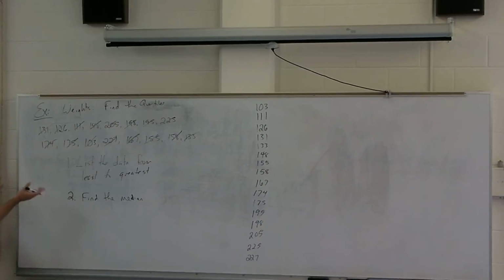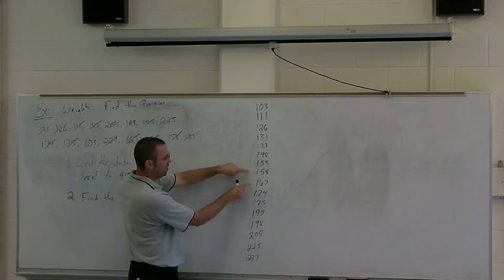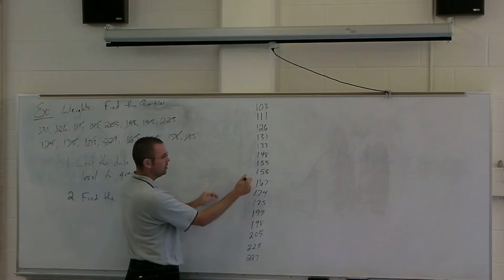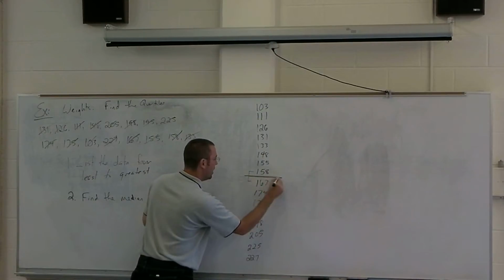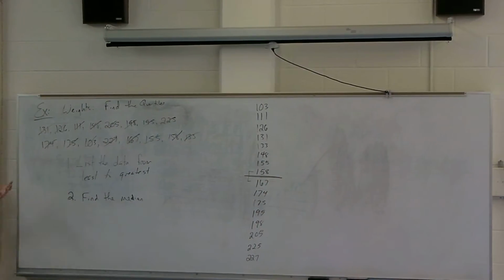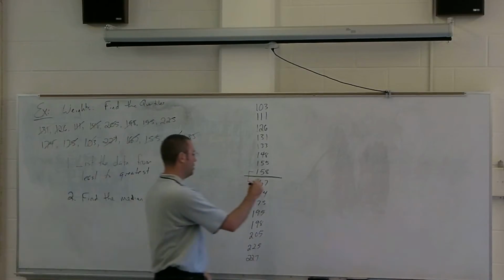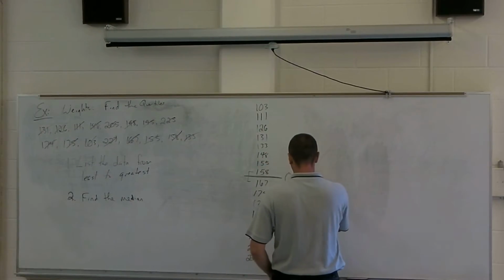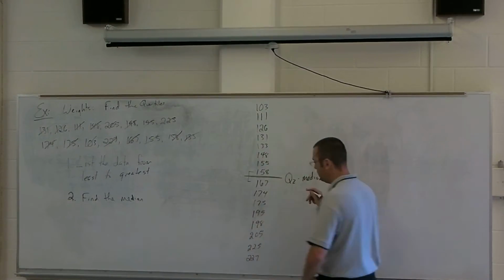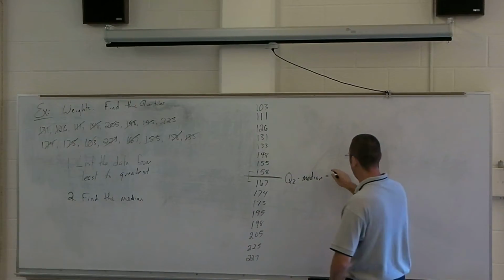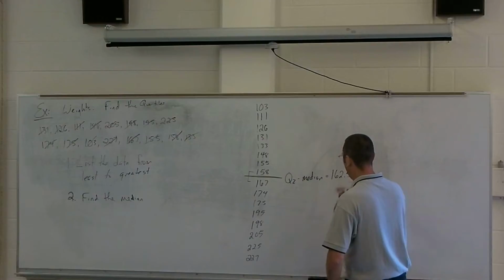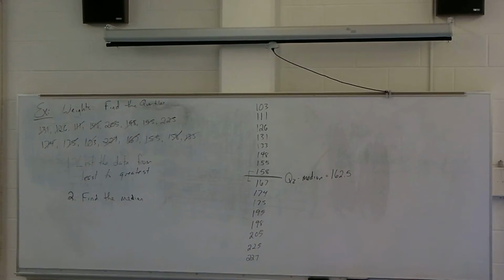In this case, the median is going to occur at the halfway point. How many data values do I have? 16. Where's the halfway point? The halfway point is going to be in between the 8th and the 9th value, which ends up right here. So our median is going to be that line right there. To find the median, we take the mean of the 2 values we have. So this is our Q2, or median value. If you calculate that, what is it? 162.5. All right, so we found Q2.